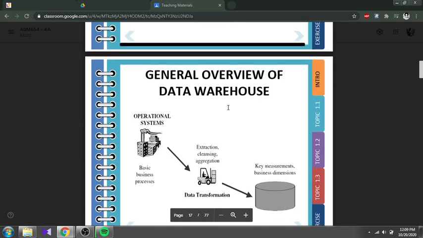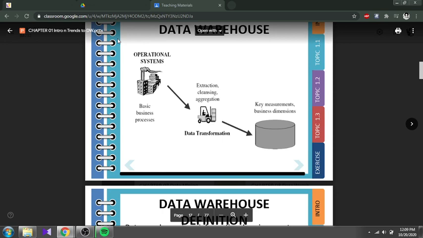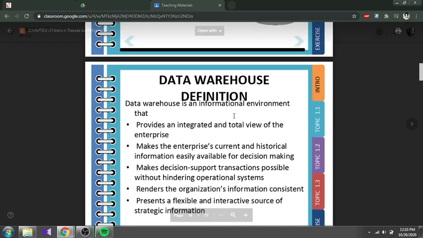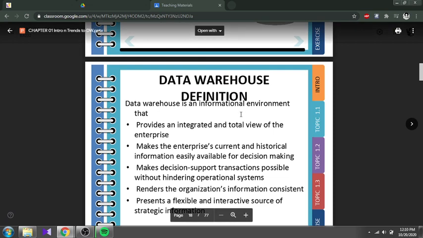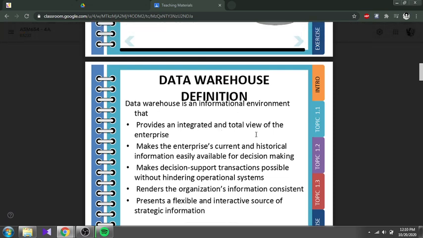A general overview of the data warehouse starts from the operational side. For example, in retail, what happens in the hypermarket, what the sales are, and then extraction, cleansing, and aggregation are done in IT, so they will build this data warehouse. The definition of the data warehouse: it provides an integrated and total view of the enterprise. We can see all the data in the same place. It makes the enterprise's current and historical information easily available for decision making.